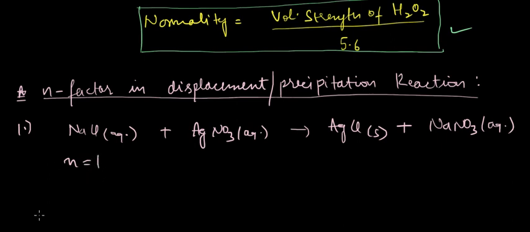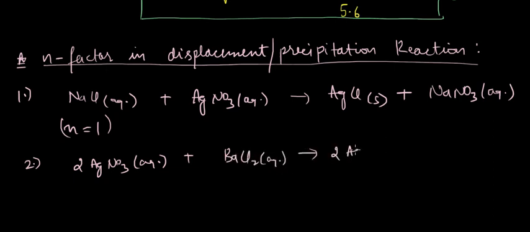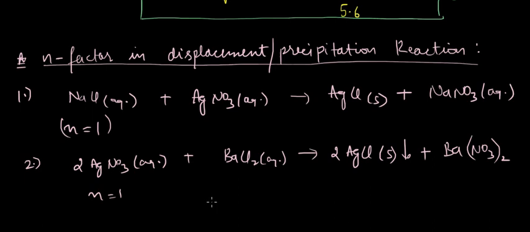1. Okay, let's see another example wherein 2 moles of AgNO3 aqueous reacts with BaCl2, again aqueous, to form 2 moles of AgCl as a precipitate plus Ba(NO3)2. Okay, so here n factor for AgNO3 would be 1 and n factor for BaCl2 would be 2.